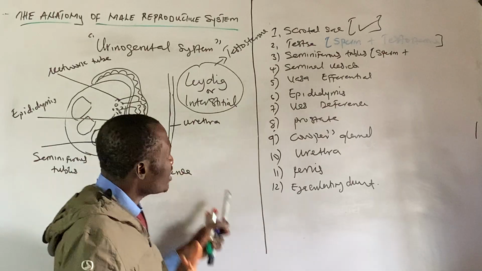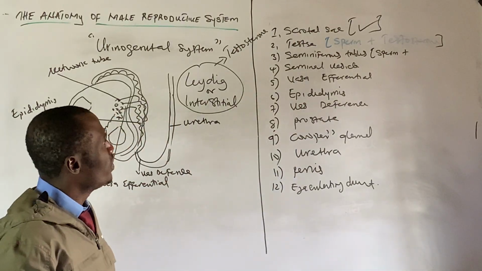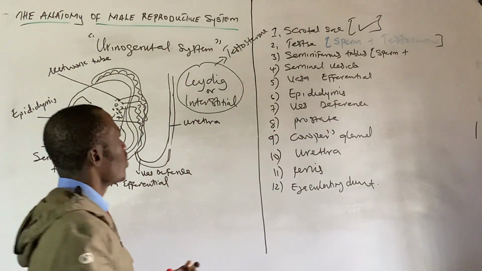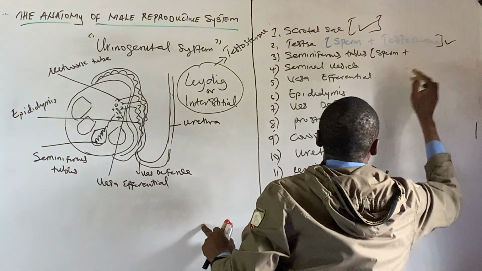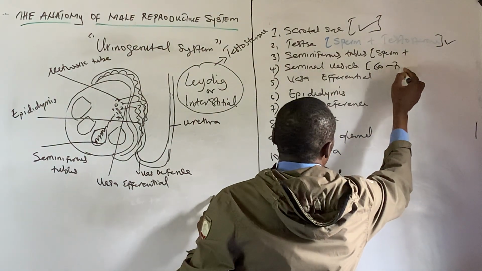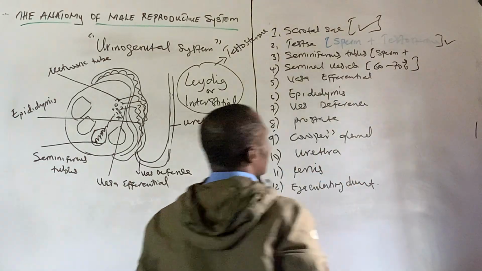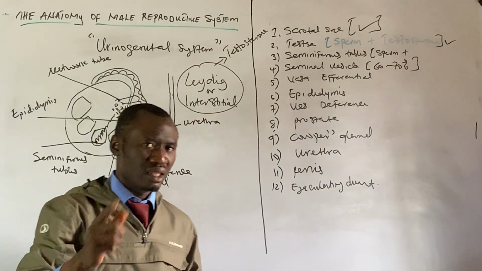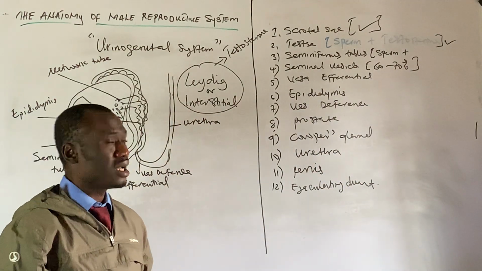All right. Now, what's the function of the seminal vesicle? We have ticked out this. Okay, we're going to the seminal vesicle. Now, 60 to 70% of the fluid in the sperm is produced by the seminal vesicle.